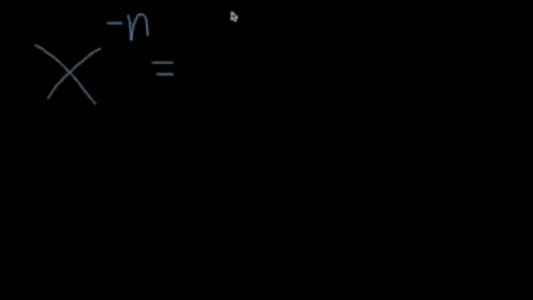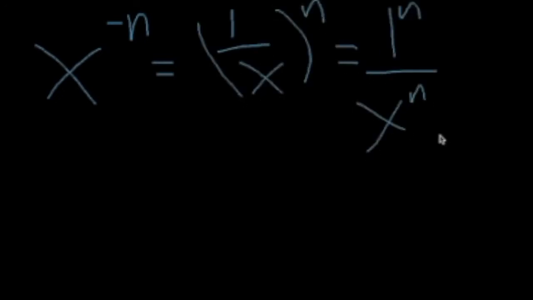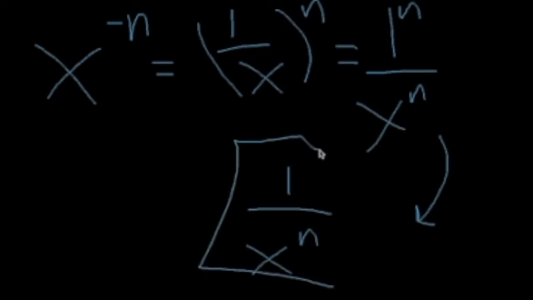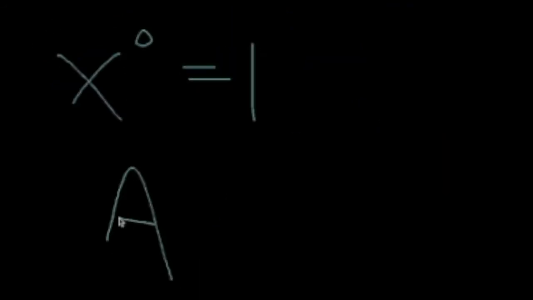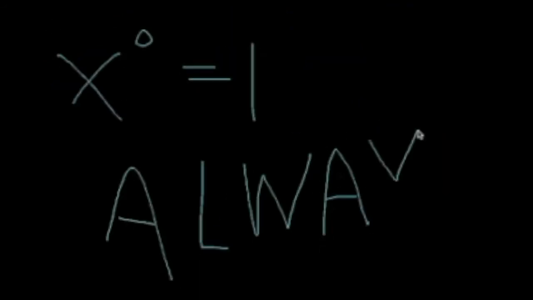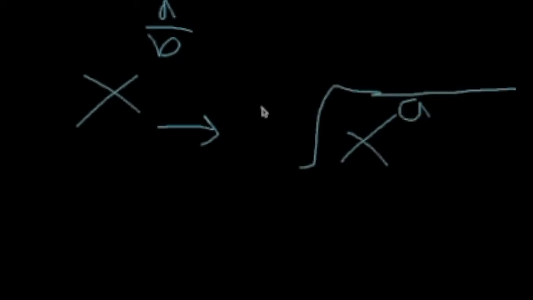Next, if you have x to the power of negative n, this becomes 1 over x to the power of n, and n can be distributed to create 1 to the n over x to the n, which can be simplified to 1 over x to the n. The next rule is if you have x to the power of 0, or any number to the power of 0, it is always 1. And the last rule is if you have x to the power of a fractional exponent, such as a over b, this becomes x to the power of a underneath the radical, and the number in the index of the radical is b.